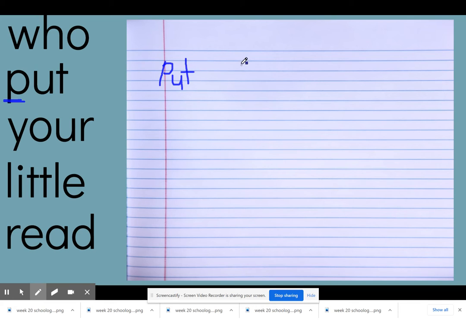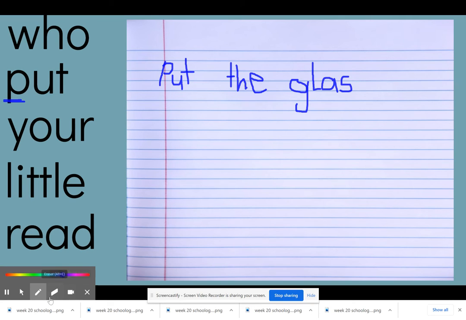P-U-T, put. The. Glass. There's my L blend. Put the glass. Okay. Glass, you only hear one S, but once you've seen the word over and over again, you'll learn that it has 2. So if you only put 1, that's no problem. You can go ahead and add the second one if you want.